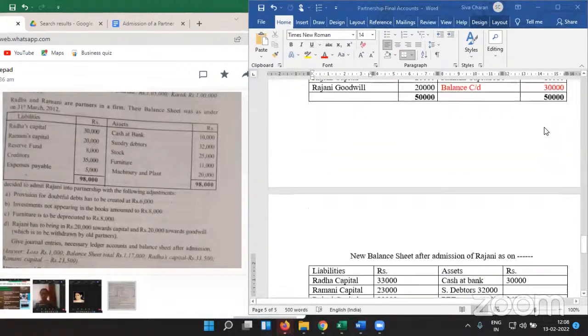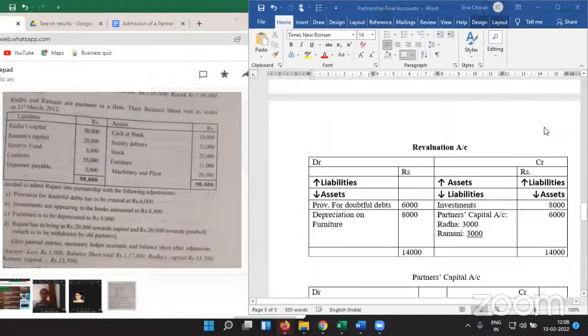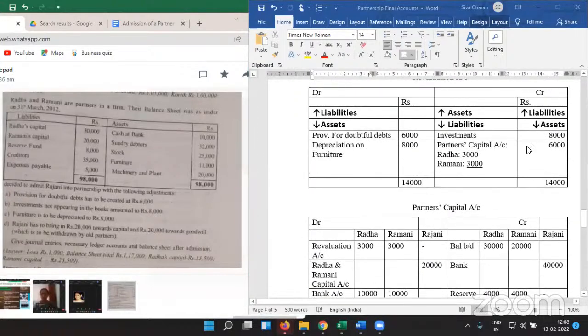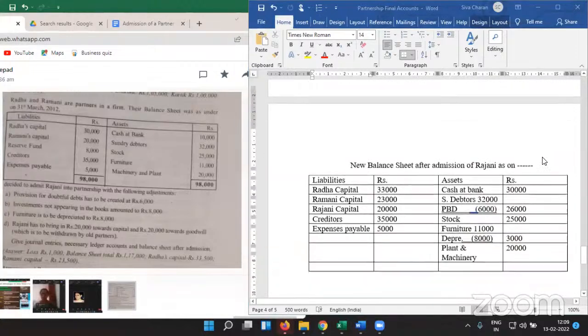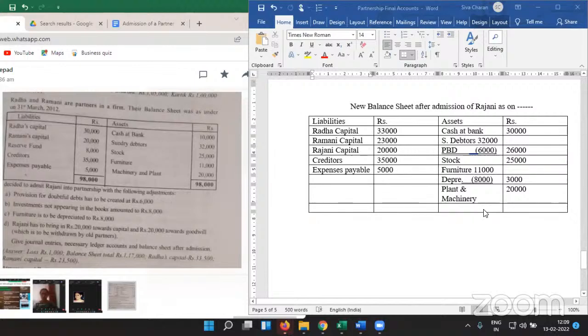So in the revaluation account, where do you take the investments? You are taking investments on the credit side. Credit side means you should add to the existing asset. If it is a new asset, we should take it directly. So investments to be taken. Increase. Investments not recorded. How much? 8,000. Right. So next, furniture.